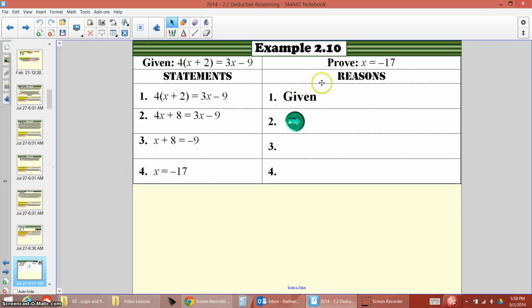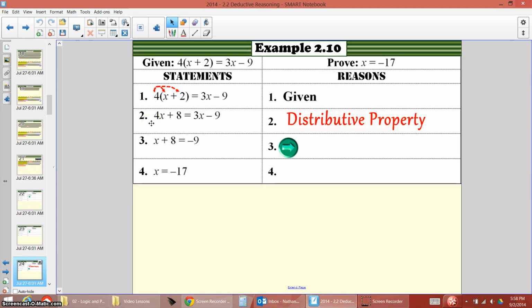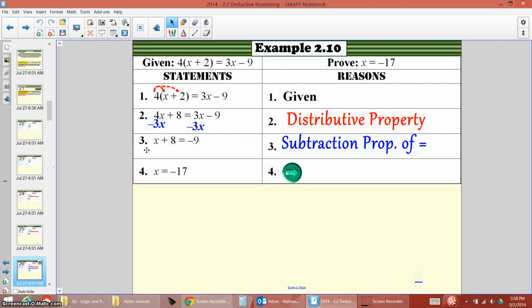The first step is given. To get from step 1 to step 2, what does it look like we did? We used the distributive property to multiply in. Now to get from step 2 to step 3, it appears we subtracted 3x across, which is the subtraction property of equality. Now this last step, to get from step 3 to step 4, we obviously subtracted 8 across and got the subtraction property of equality. So here we have our statements, and here we have our reasons. The reasons are what we're interested in for this class.